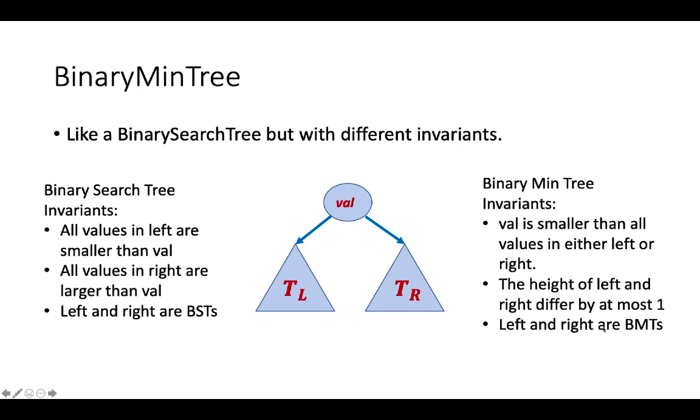We can find the min and the max pretty easily by going left until we can go left no further, or going right until we can go right no further. Otherwise, the binary search tree does a nice job of keeping everything in sorted order with average case log n performance for getting things in and out.